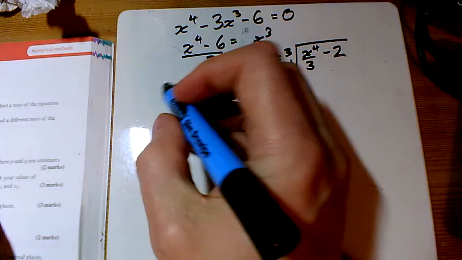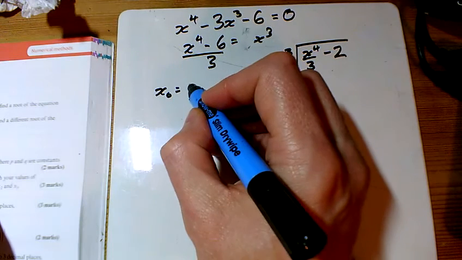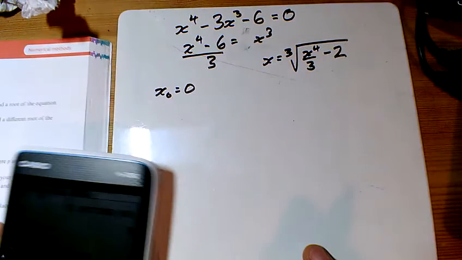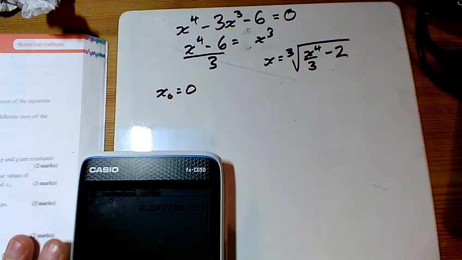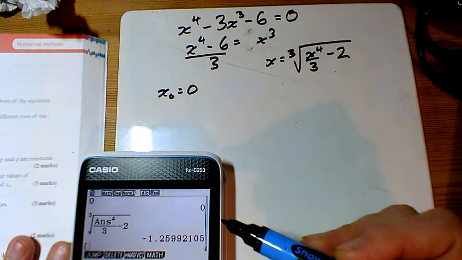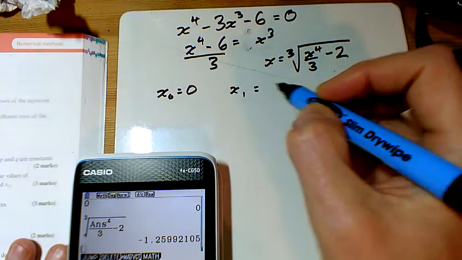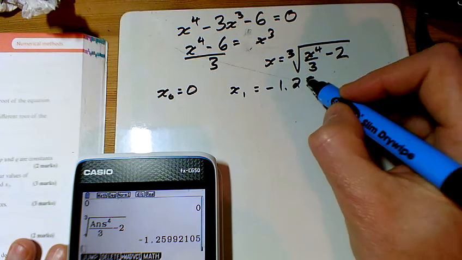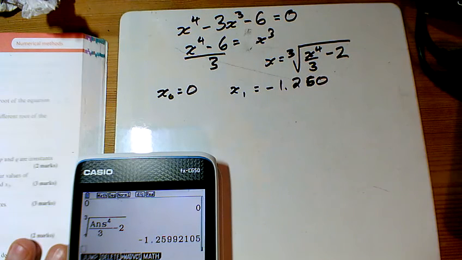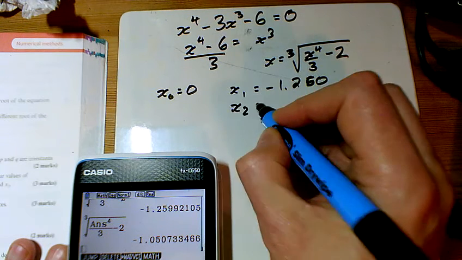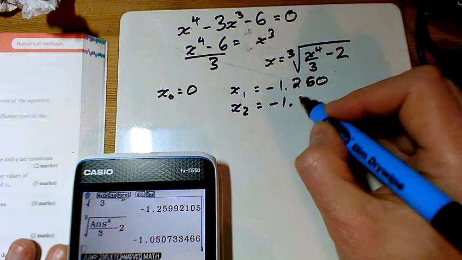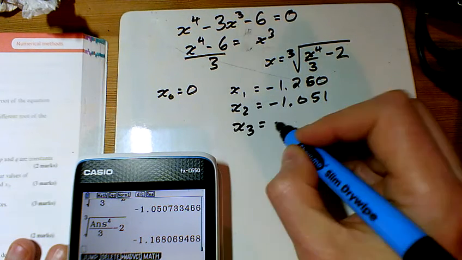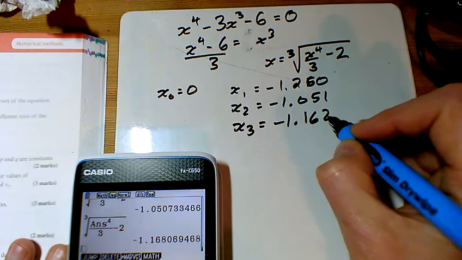It then says start with x0 equals 0, and I've already tapped that into the calculator here. So I've got the 0 in here, and here's x1. So x1 is minus 1.260 to 3 decimal places. I've got to do x2 as well. So x2 is minus 1.051, and x3 is minus 1.168.